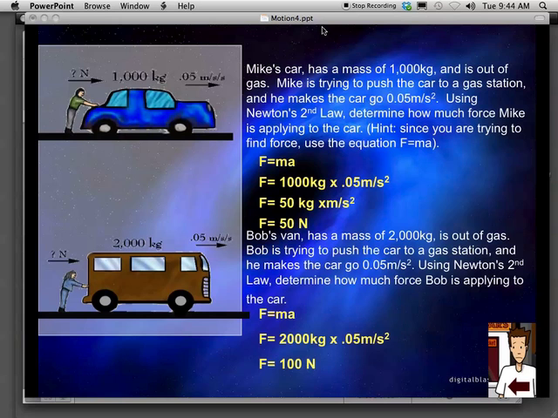So Bob is stronger? Not necessarily. He exerted a greater force, but maybe Mike just wasn't pushing as hard. Linda, why does Bob look like a girl? Men can have long hair as well.